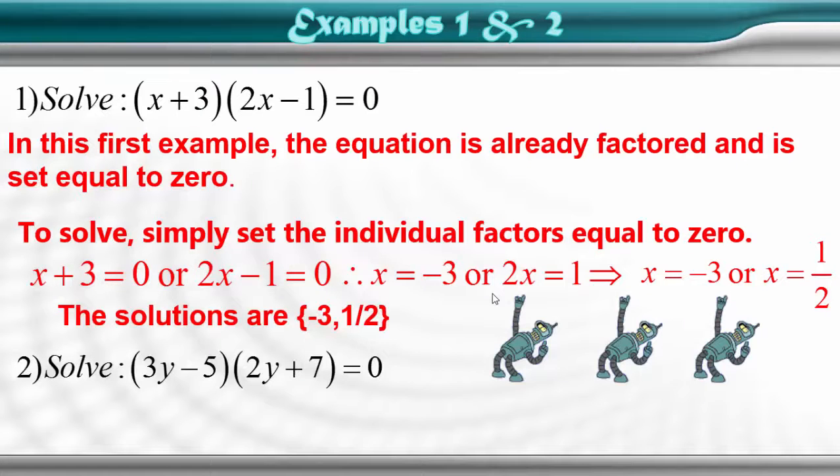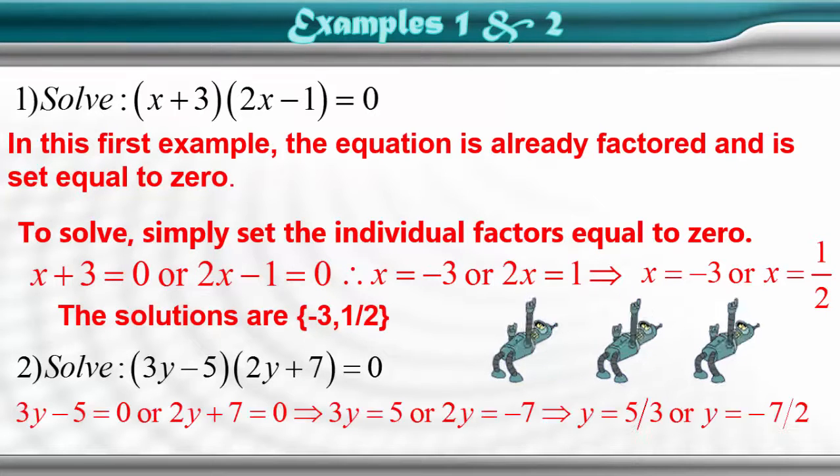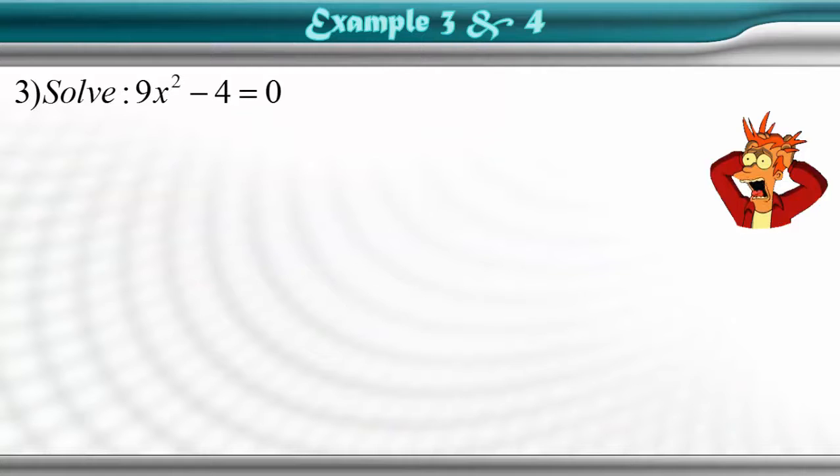In reviewing what we just did on the whiteboard, we set the two factors equal to 0, 3y minus 5 equal to 0, and 2y plus 7 equal to 0. Then we solved for each of these factors and found y is equal to 5 over 3, or y can be equal to negative 7 over 2. In example number 3, we're asked to solve for 9x squared minus 4 is equal to 0. So let us go over to the whiteboard and work this out in detail.